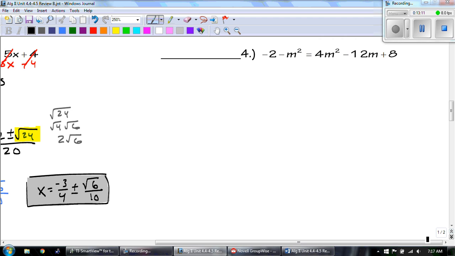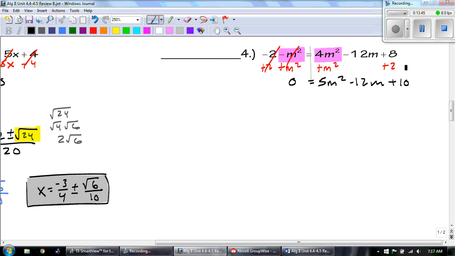All right, number 4. Look at your leading coefficients, and then move the smaller one. We're doing inverse operations. So we get 0 equals 5m squared minus 12m plus 10.